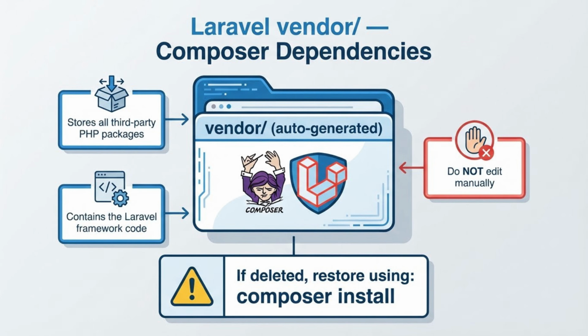If the vendor folder ever becomes corrupted, accidentally deleted, or missing after downloading a project from someone else, you simply run the command composer install, and Composer will restore everything exactly as needed. The vendor directory acts as the engine room of your Laravel application, full of essential packages, dependencies, autoloaders, and framework components that make your project function smoothly. Laravel relies heavily on Composer to keep this environment organized, modern, and up-to-date, allowing you to focus on your application logic while Composer handles the underlying structure.